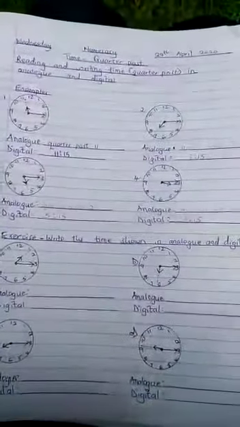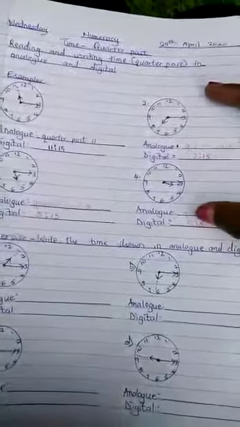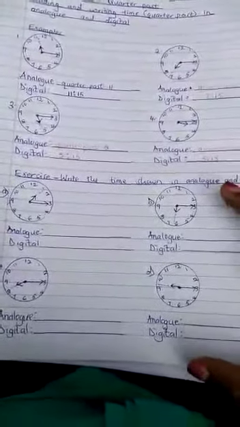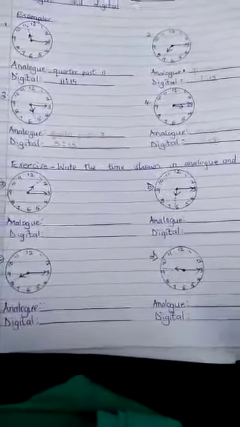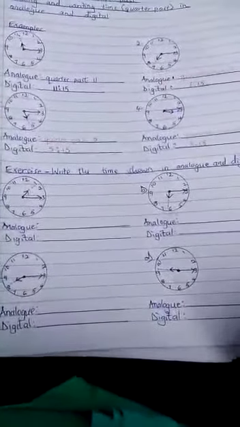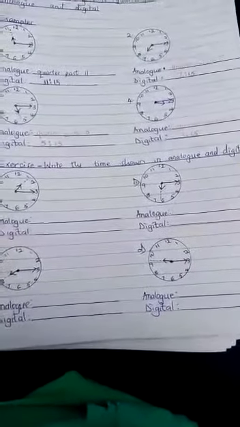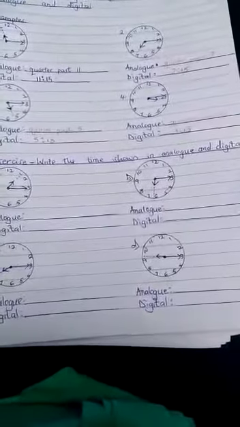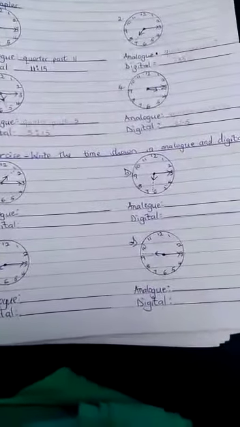Now, we are done with the examples. I hope you've understood. Now, the next one is an exercise where you are supposed to write the time shown in analog and also digital. Remember, we are dealing with quarter past. So you read the clock, then you write the time in analog, which is in words, and also in digital, which is in numbers.